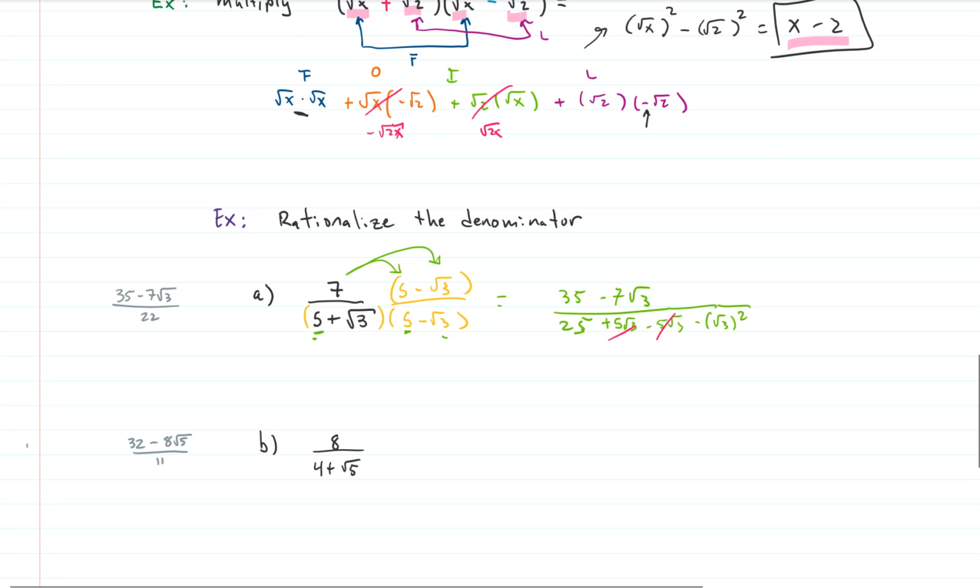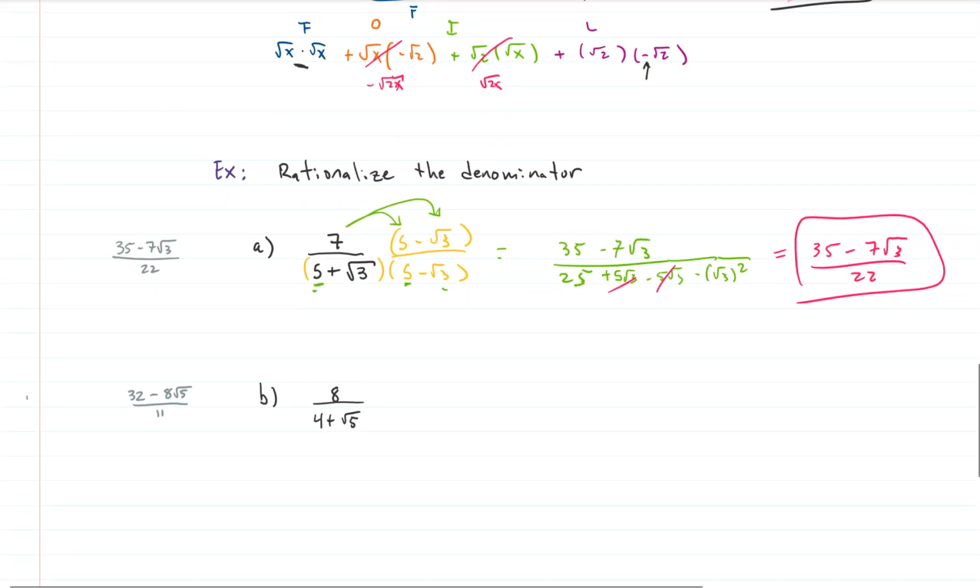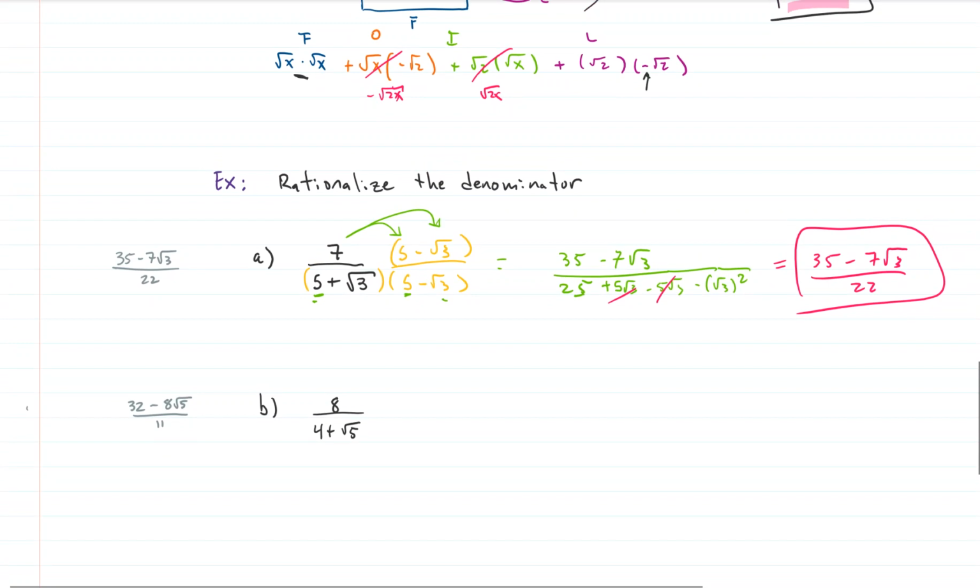Let's do a little more simplification, and we'll be done. These two terms in the middle cancel. Root 3 squared is just 3. So we have 25 minus 3, which is 22. So we have 35 minus 7 root 3 over 22. And that's it. Let's try our second one.